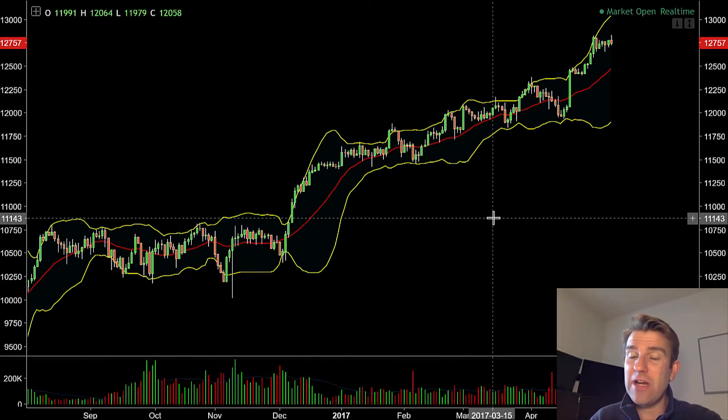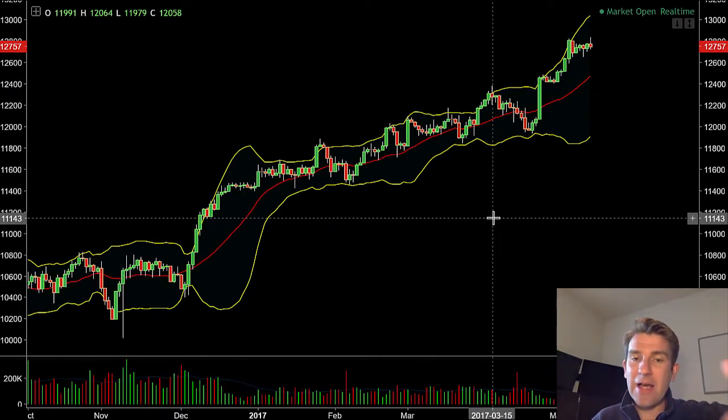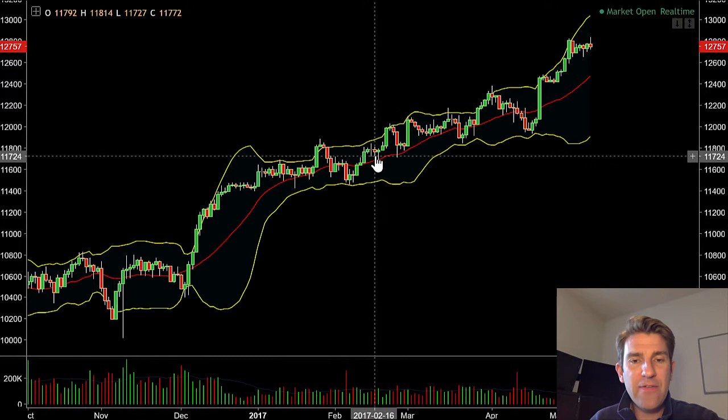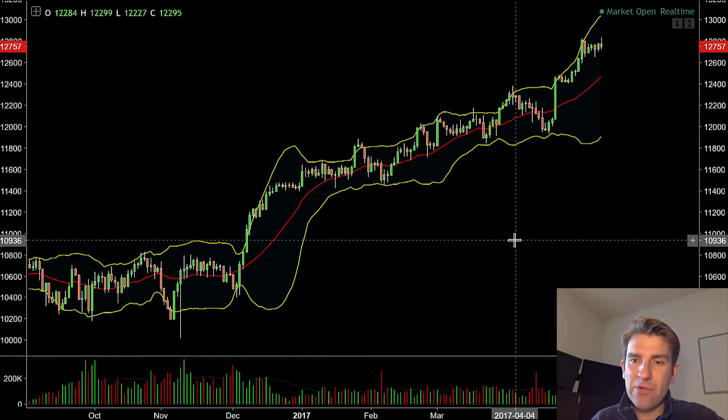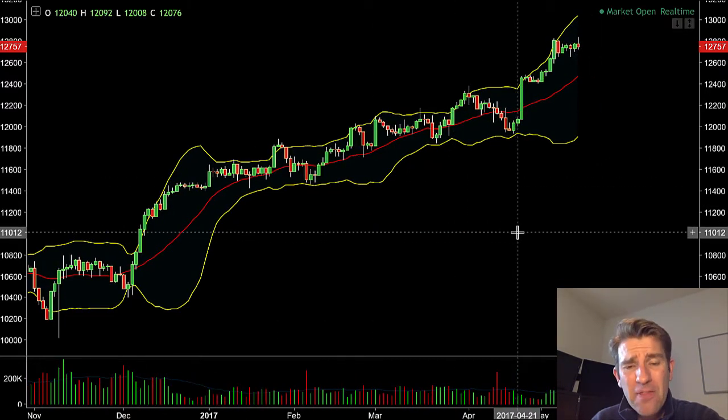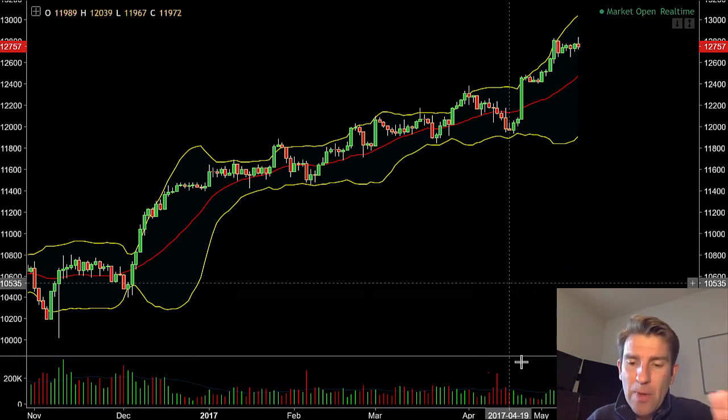So how do we use it in trading? That's all very well, and as usual, go and dig out some Google stuff if you want to find out more, but let's talk about it from a trading perspective. Now, the idea with Bollinger Bands is that there's a couple of ways of using it.